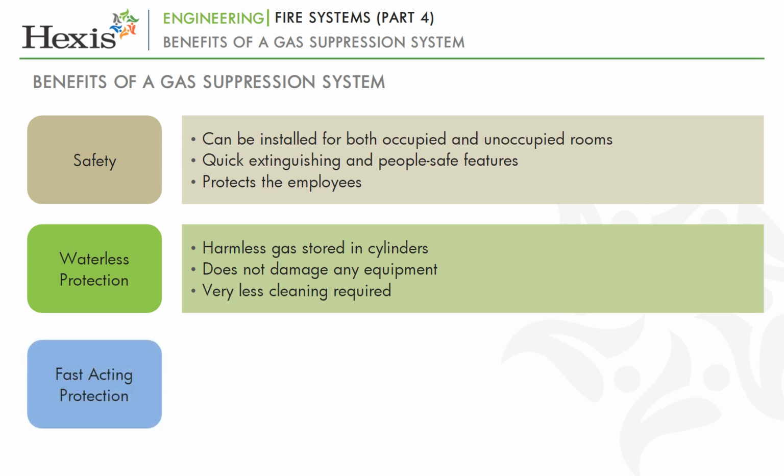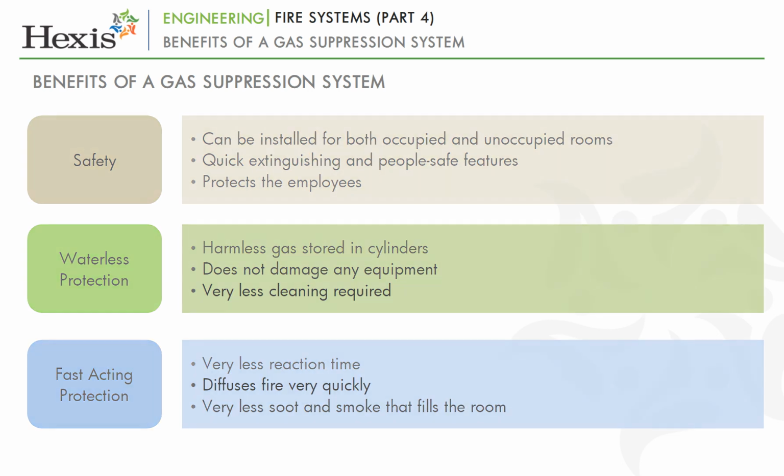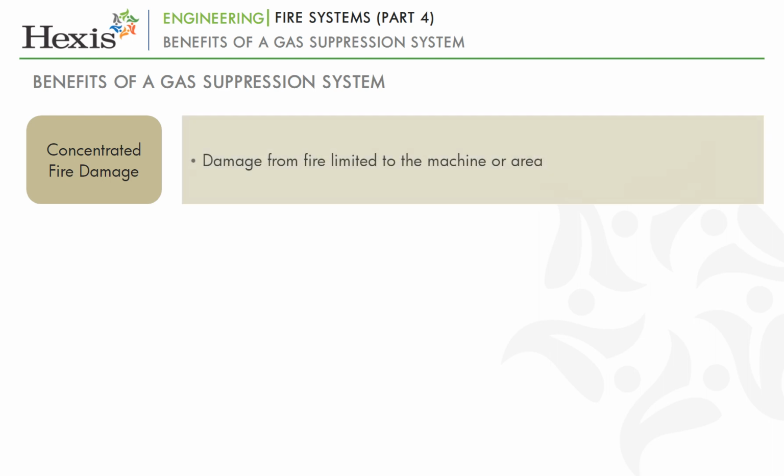Fast-acting protection. The system reacts within seconds to extinguish a fire. It will diffuse the fire quickly and also minimize the amount of soot and smoke that fills a room during a fire. Concentrated fire damage. Because clean agent systems are so fast-acting, damage from fire is usually limited to the specific machine or area that caught flame.